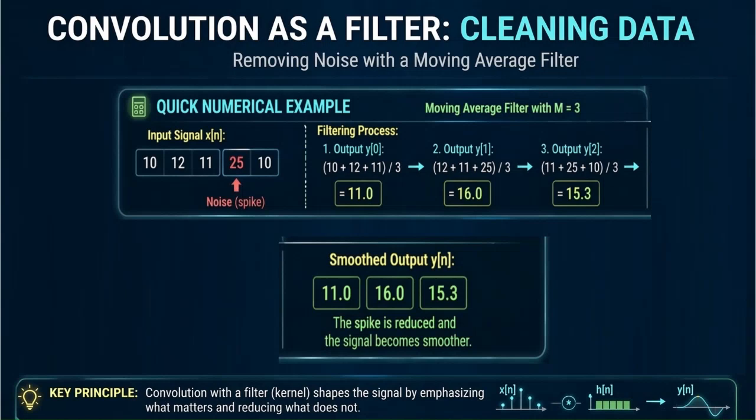After filtering, 10 plus 12 plus 11 over 3 is 11. 12 plus 11 plus 25 over 3 is 16. 11 plus 25 plus 10 over 3 is 15.3. The sharp spike is reduced and the signal becomes smoother. All filters, from simple to complex, are built on convolution.